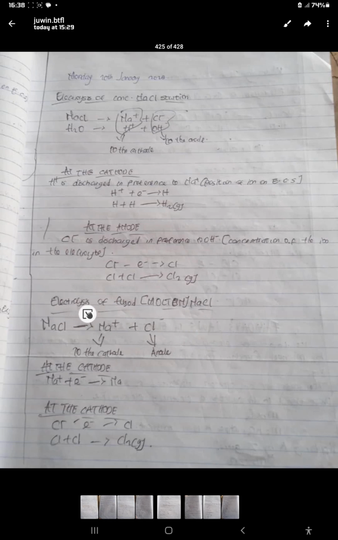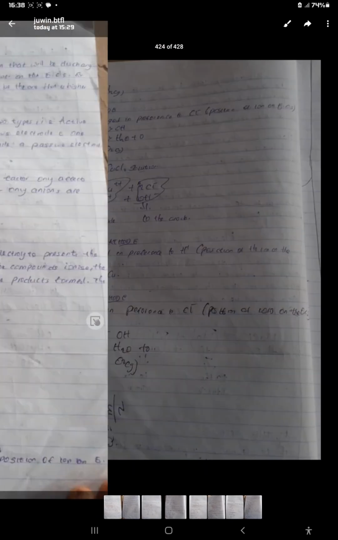Next, they say electrolysis of. Now, you might ask, why are we learning this? Well, they bring questions from it. All of this, they will bring questions on.